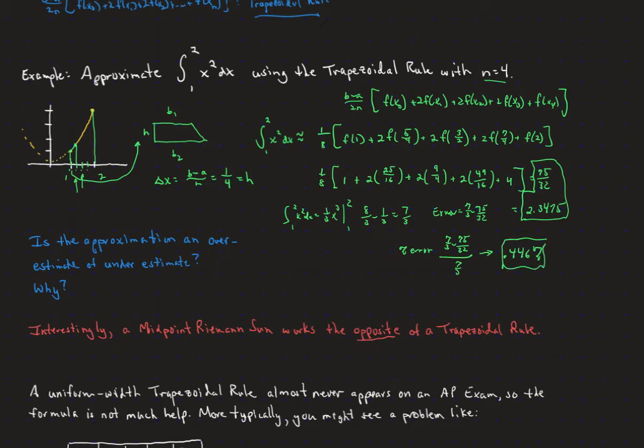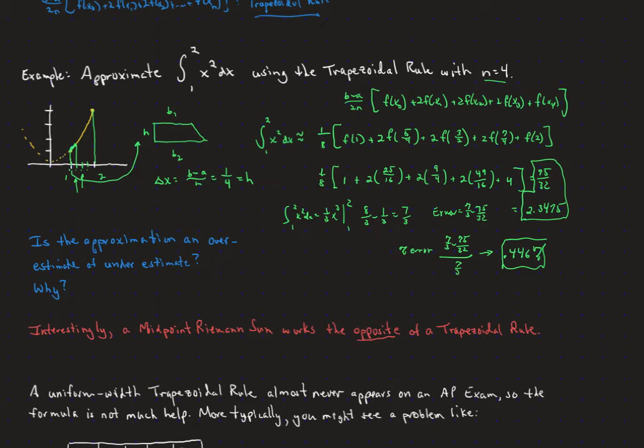Understand, x squared is a curvy function that we're trying to approximate using these little straight line segments, and we only used 4 trapezoids. So it's going to be a little better than the rectangles, but next year in BC we'll learn another method that's significantly more accurate than the trapezoidal rule.